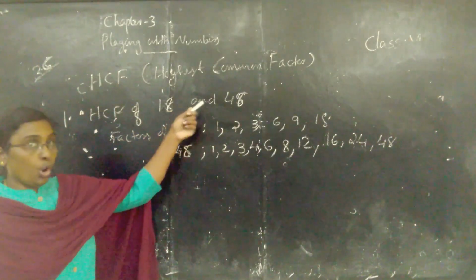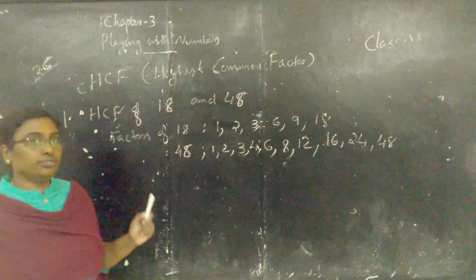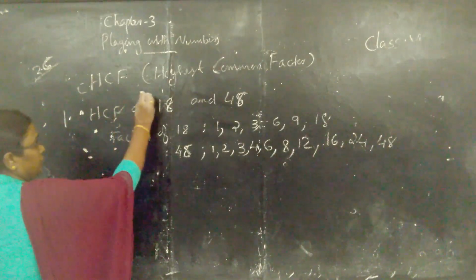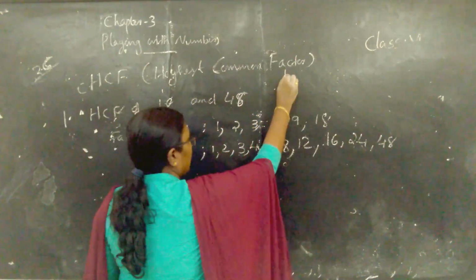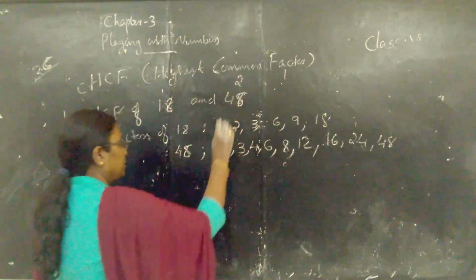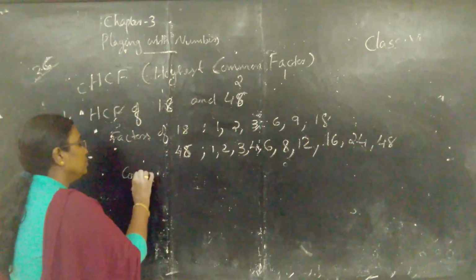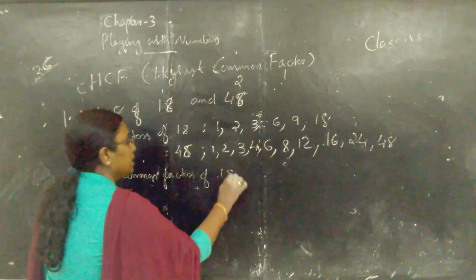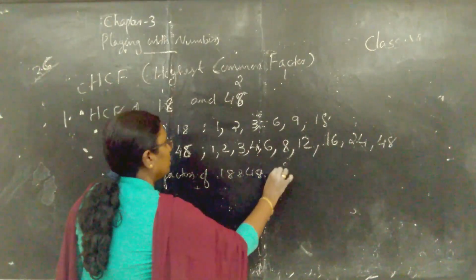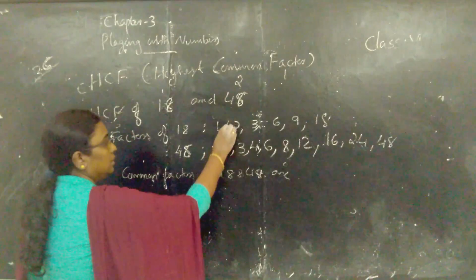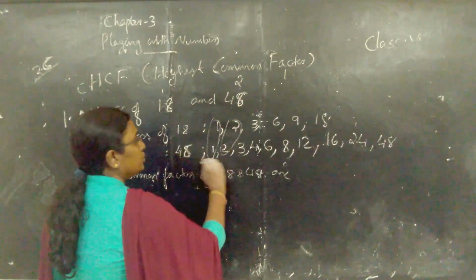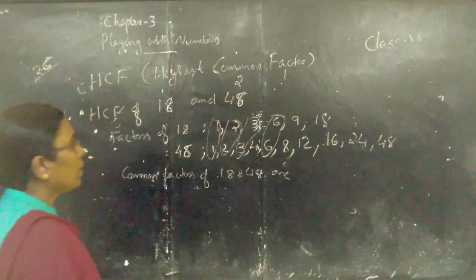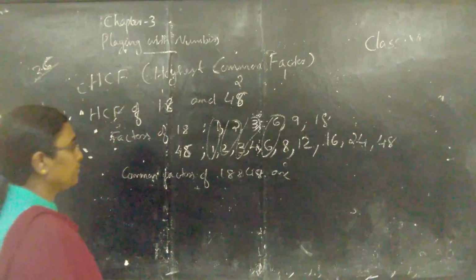We have to find the common factors of 18 and 48. For that, first we find the factors of 18 and 48, then find the common factors. The common factors of 18 and 48 are 1, 2, 3 and 6.